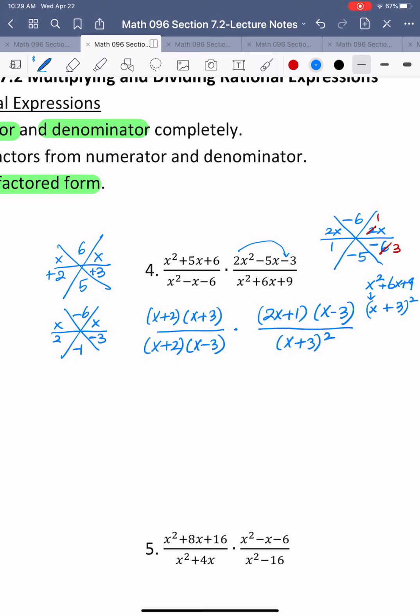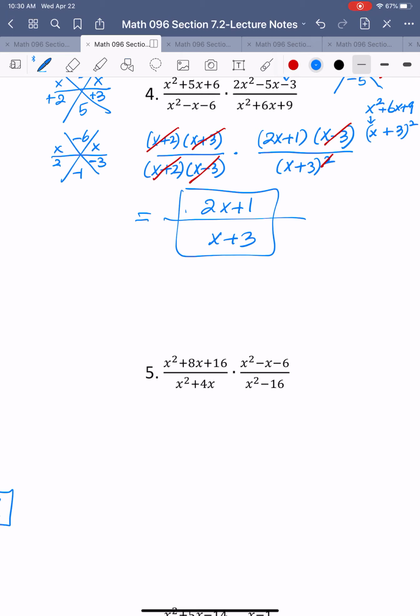Alrighty, now, time to cancel. So you cancel the x plus 2 from the numerator and denominator. X plus 3 you can cancel, but you cancel only 1. And the x minus 3 has been canceled too. So you got the answer as 2x plus 1 over x plus 3. And then you're done. In number 5, now same thing here too, right?